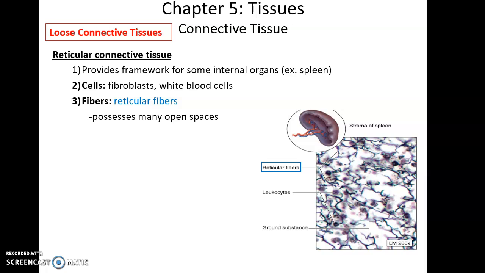It also can act as a filter. So all these open spaces could allow some sort of fluid to pass through and be filtered. Cells found in reticular connective tissue are fibroblasts that make the extracellular material. And also white blood cells are often found in reticular connective tissue to screen the fluids that are being filtered through the mesh. Fibers, surprise, surprise, reticular fibers. And of course, as you can see, there's lots of open spaces.